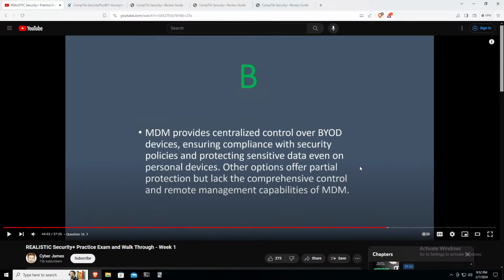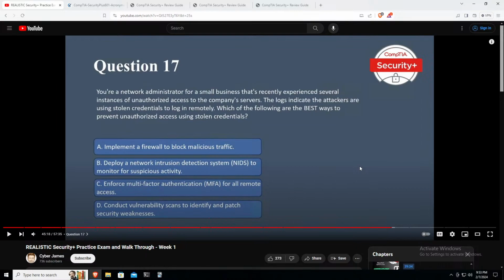Yep. MDMs provide centralized control over BYOD devices, ensuring compliance with security policies and protecting sensitive data, even on personal devices. Other options offer partial protection but lack the comprehensive control and remote management capabilities of MDM. All right, let's move on.